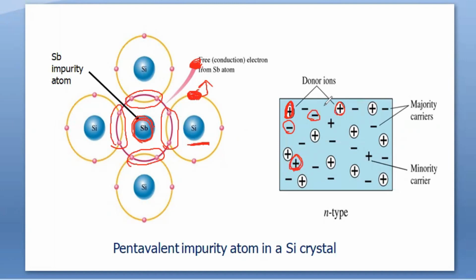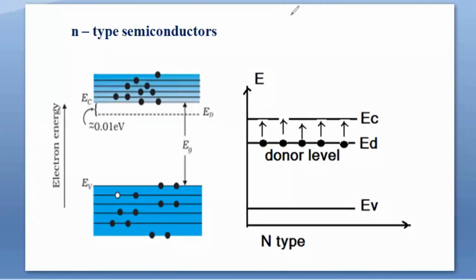So we can say the majority charge carriers, electrons, are from the impurity atoms, called donor atoms, and the minority charge carriers are due to the intrinsic nature of the semiconductor. Minority charge carriers are due to the intrinsic semiconducting nature. Majority charge carriers are because of the doping. This figure shows the energy level diagram in an N-type semiconductor.